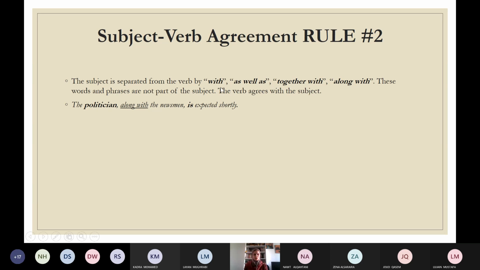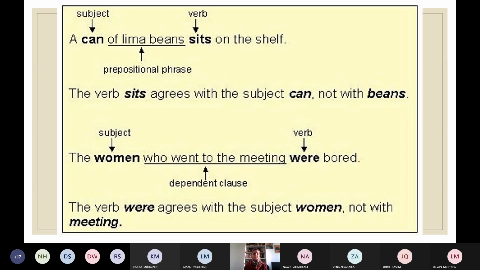So here, when there is with, as well as, together with, along with, I don't look at them. I don't take them into consideration. Then, what if after the subject comes a prepositional phrase? When we took the lesson of subject, can I find the subject in a prepositional phrase? Never. You tell me, girls, can I find? No. Never, ever.